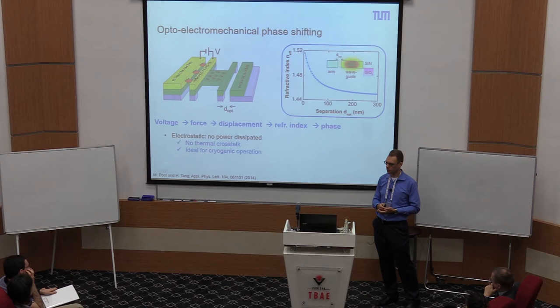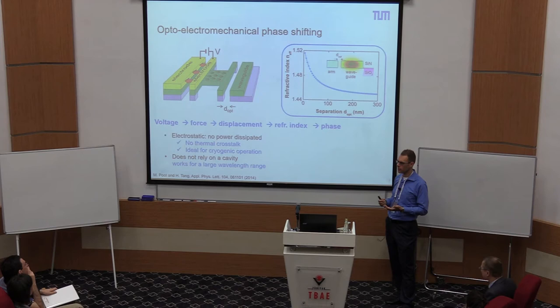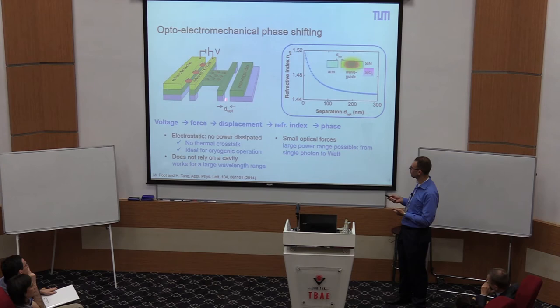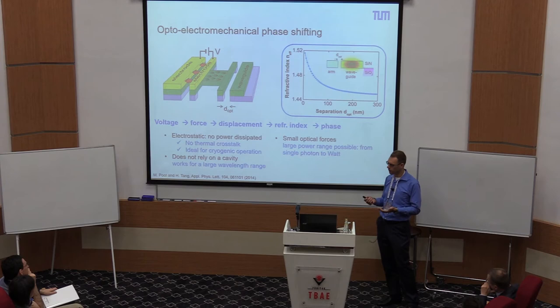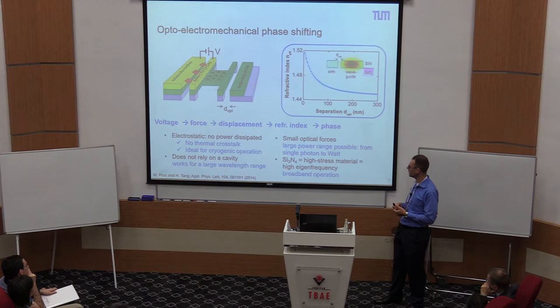So this device also simply has a waveguide here, so it does not rely on a cavity. So in principle, we can send a very wide wavelength range of light through here, and we still get phase shifts. Also, since there's no cavity, the optical forces are really small, meaning we can send single photons through this waveguide, but also up to watts of power. And I think actually we would first start to burn the waveguide, and other bad things would happen before this device would stop working. So also we have a huge range of powers that we can send through this device. And finally, since we are using silicon nitride, which is actually a very highly stressed material, the eigenfrequencies of these devices are very high, meaning we can also operate these devices very rapidly.